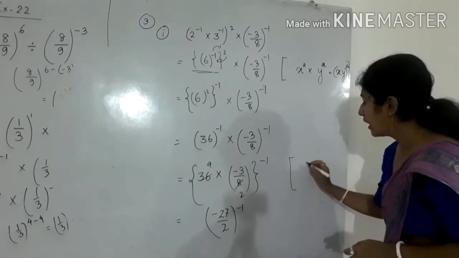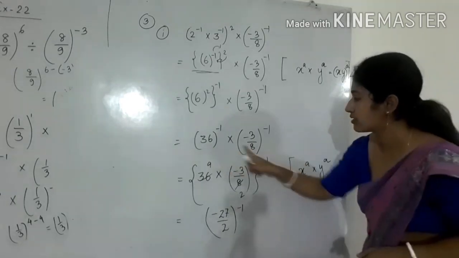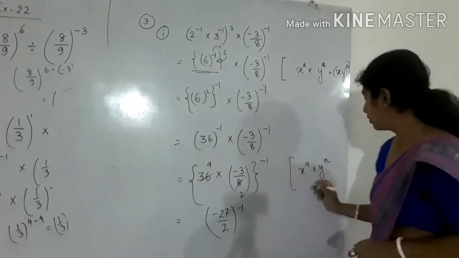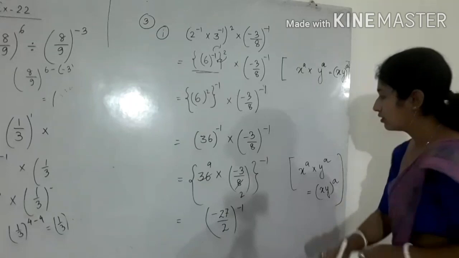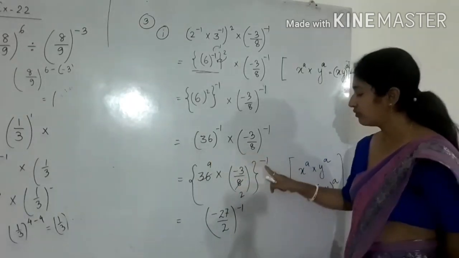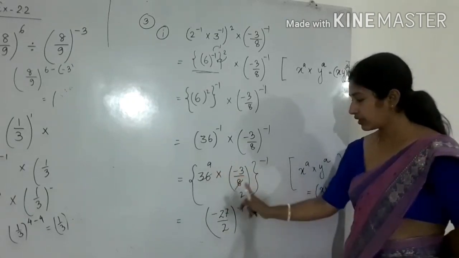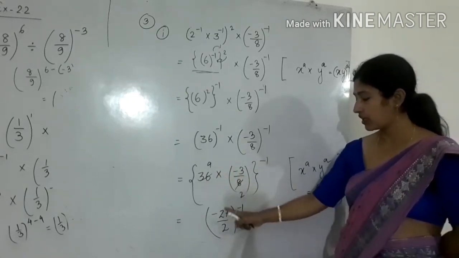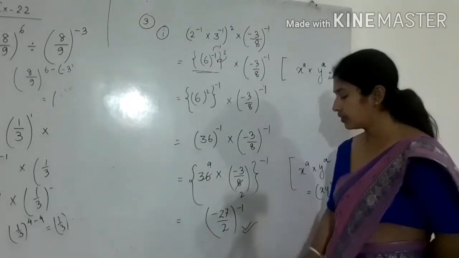You have to apply x to the power a into y to the power a. That means the bases are different but the power is same. So xy whole to the power a. So we are multiplying the bases and the whole power will be what? Same, minus 1. So after cancellation our final answer is what? Minus 27 by 2 whole to the power minus 1. So this is the final answer.